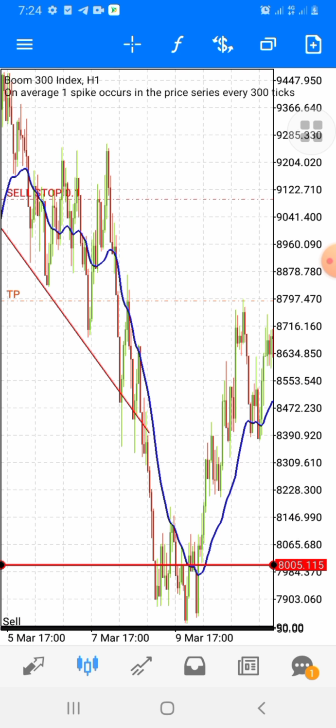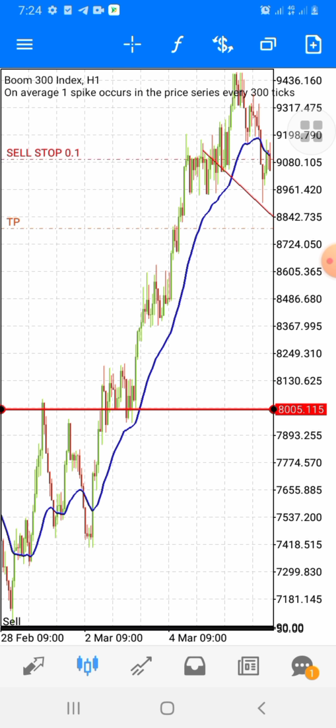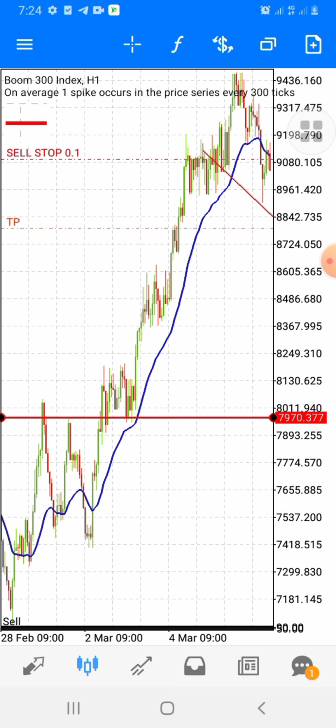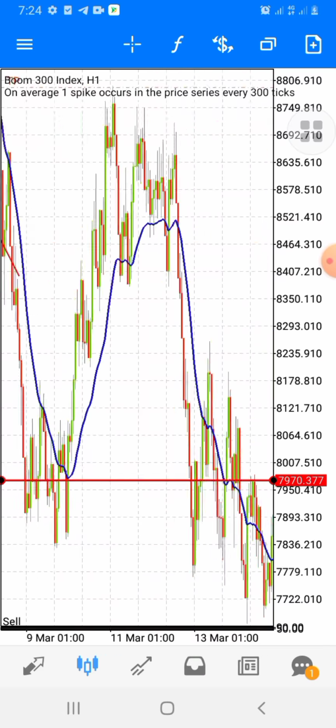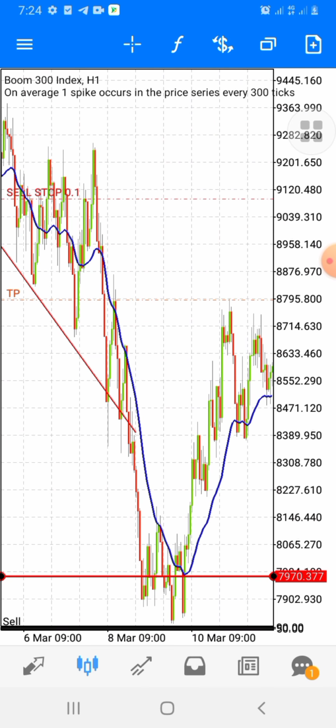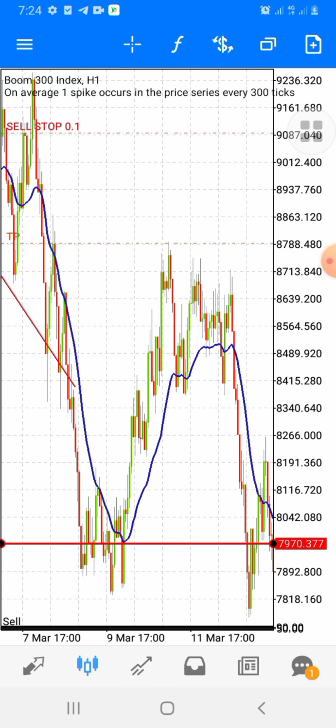Of course, the TP was hit successfully before the spike continues, and then you're able to take your TP right at that low, and that is it. You take your profit at that low. This movement will have given you some kind of massive pips. Then we'll have the spike that happened.